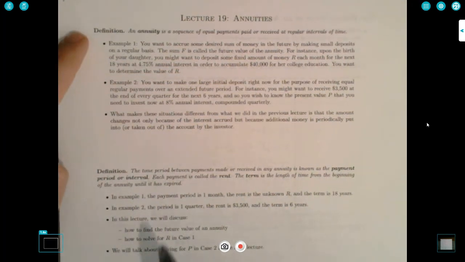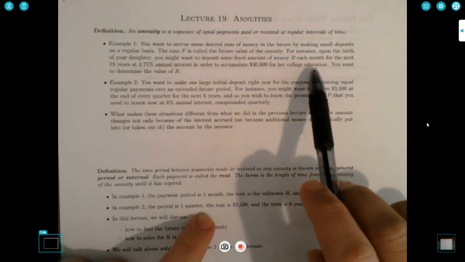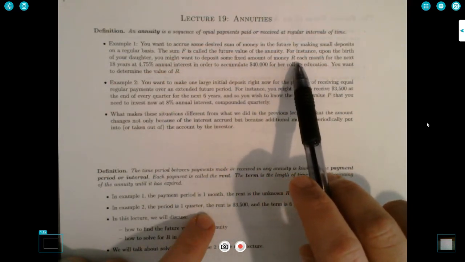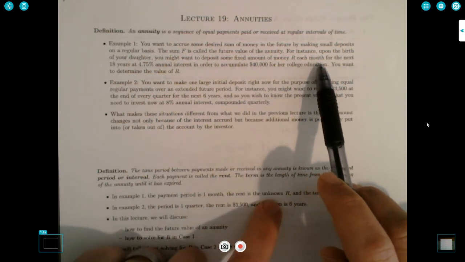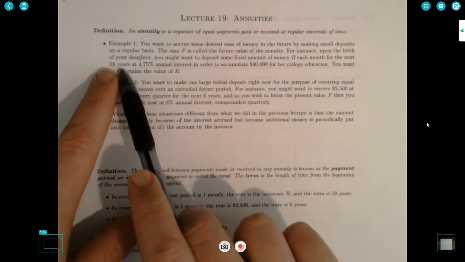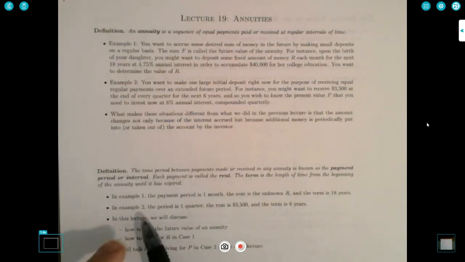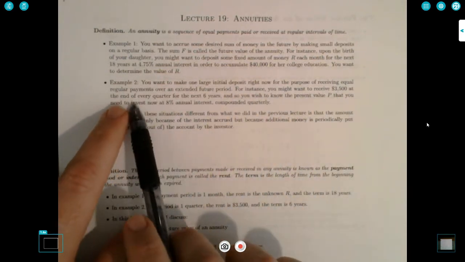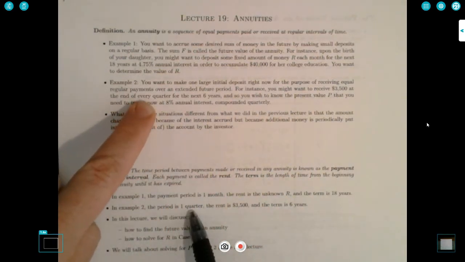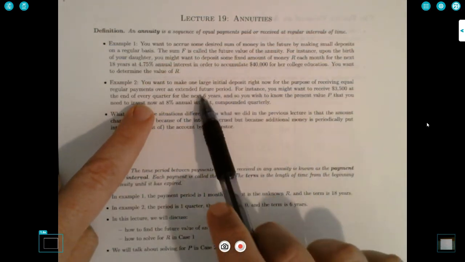So in example 1 up here, the payment period is 1 month, right? Because you're going to put away some amount of money R each month, right? So the payment period is 1 month. The rent is the unknown R, and the term is 18 years because you're going to put away money every month for 18 years. Okay. In example 2, the period is 1 quarter because you want to receive payments at the end of every quarter, right? So the pay period is 1 quarter. The rent is $3,500, okay? And the term is 6 years, okay?